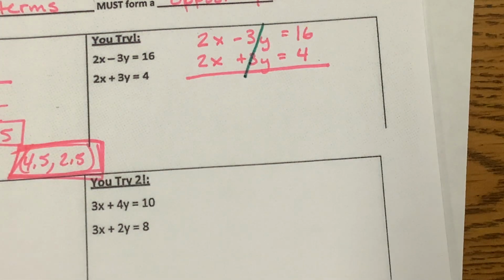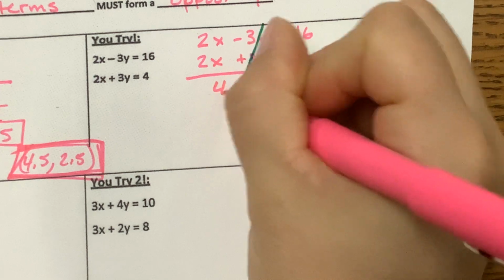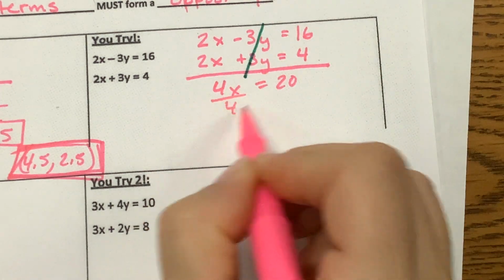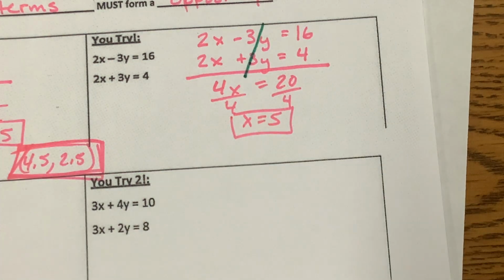We said the y values we're going to eliminate. Okay, so 2x and 2x is 4x. 16 and 4 is, and then we divide by 4, and x is... Okay, so everybody should have gotten x is equal to 5. Raise your hand if you got that.